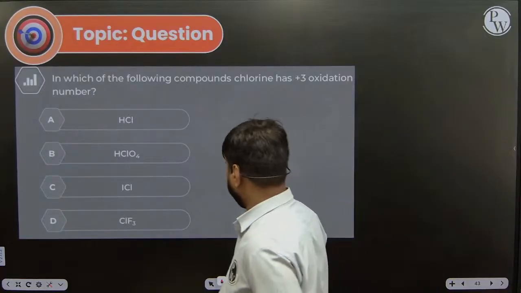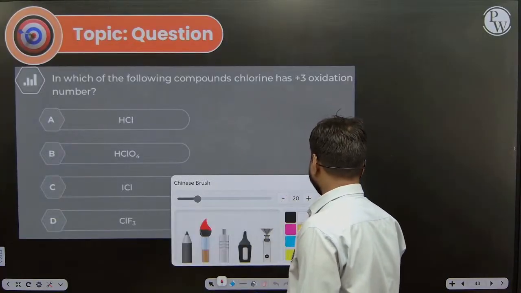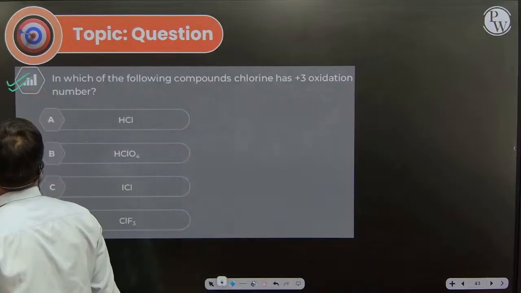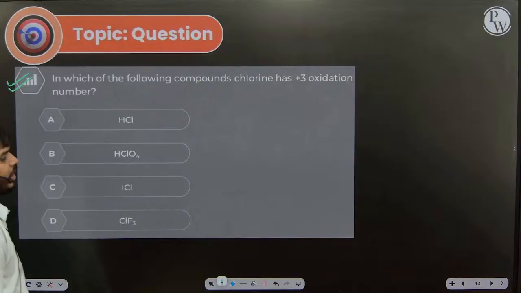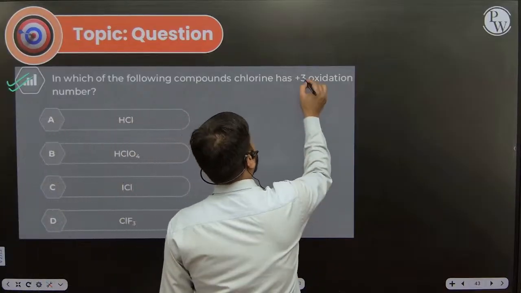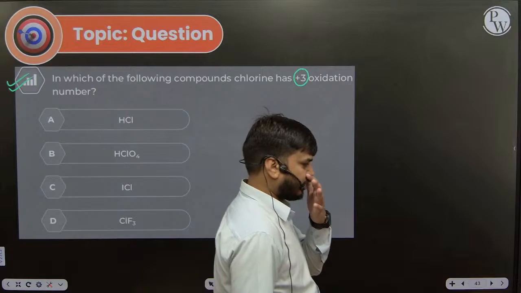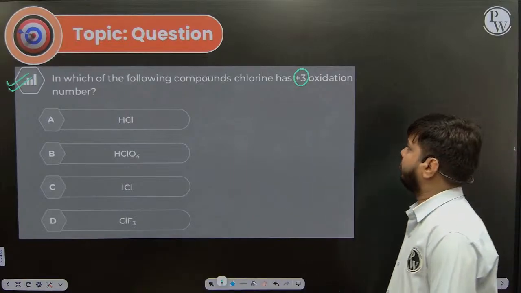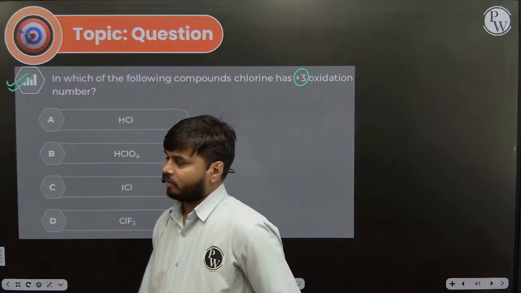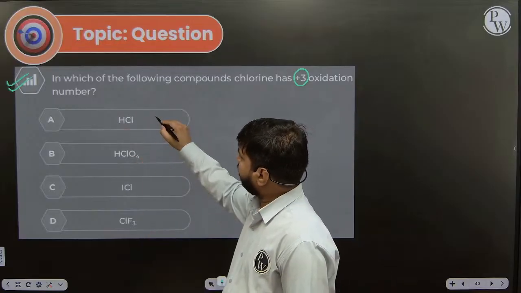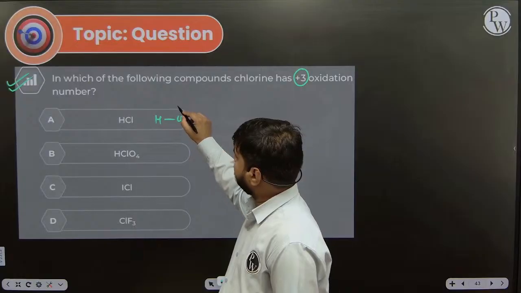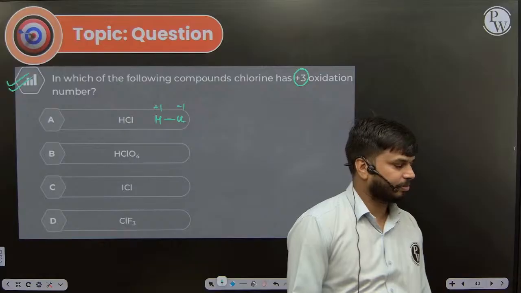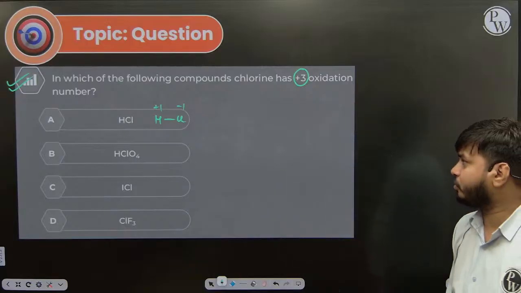In which of the following compounds does chlorine have +3 oxidation state? So you will see, here you have HCl. HCl we have already discussed. Cl will be -1, hydrogen will be +1. So Cl is not +3 here.